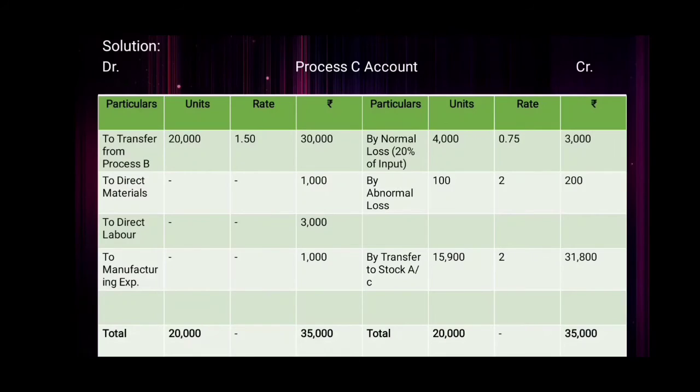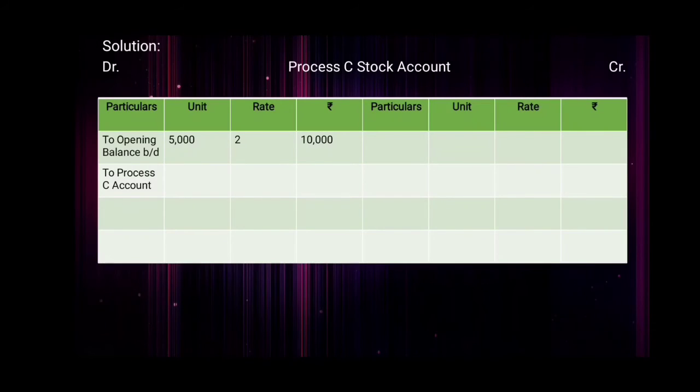So in process C account, we have a stock amount which will be transferred to process C stock account. Units are 15,900 at the rate of 2. Total amount is 31,800. So we'll record it in process C stock account. To process C account, units are 15,900 at the rate of rupees 2. Total amount will be 31,800.